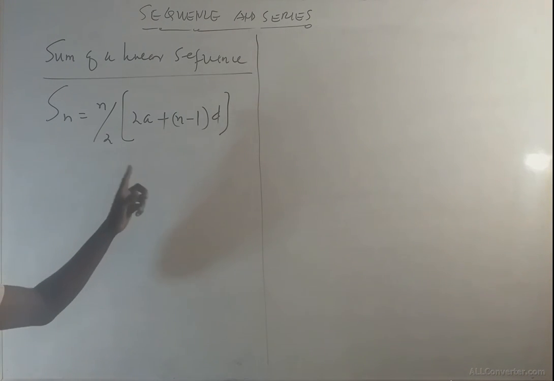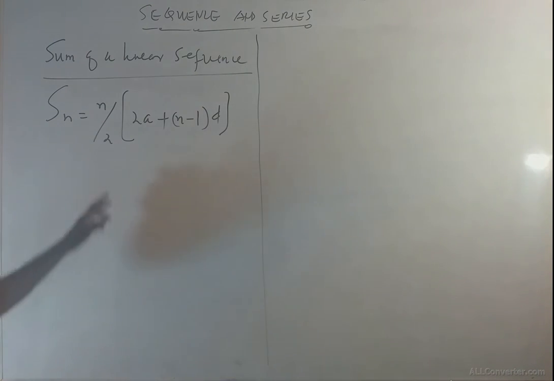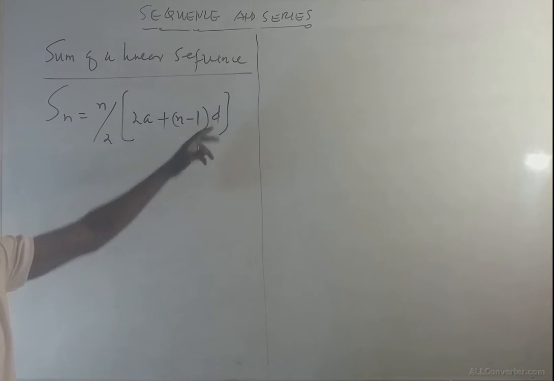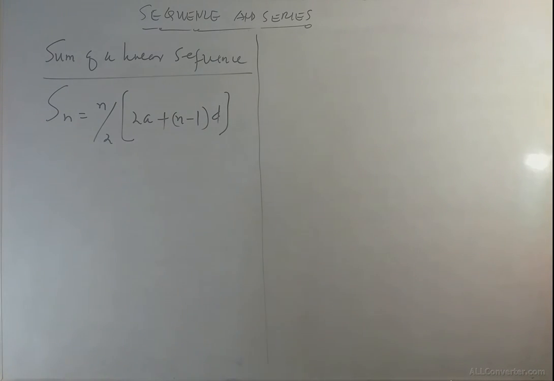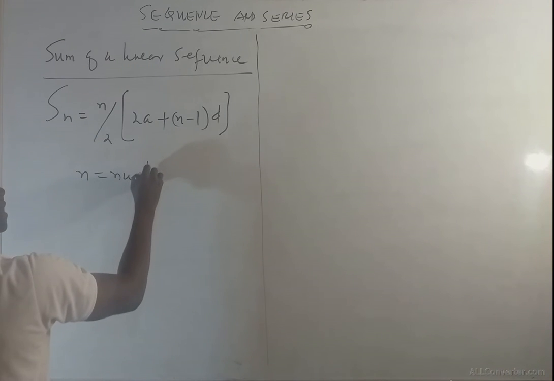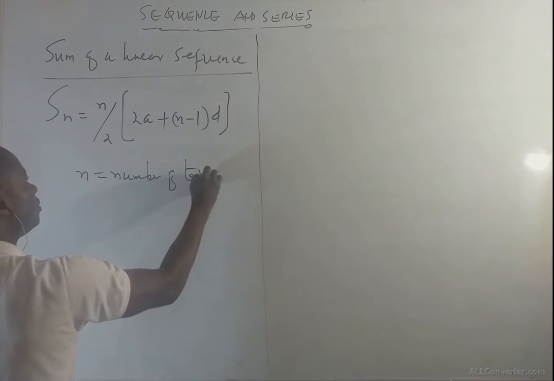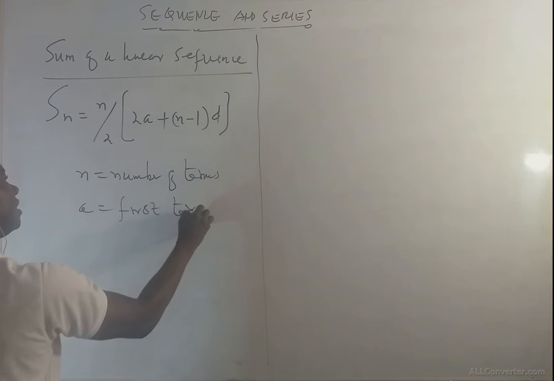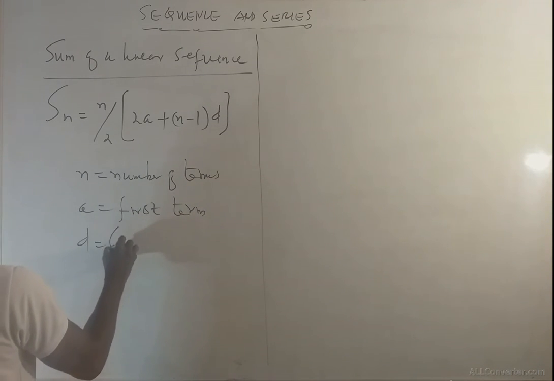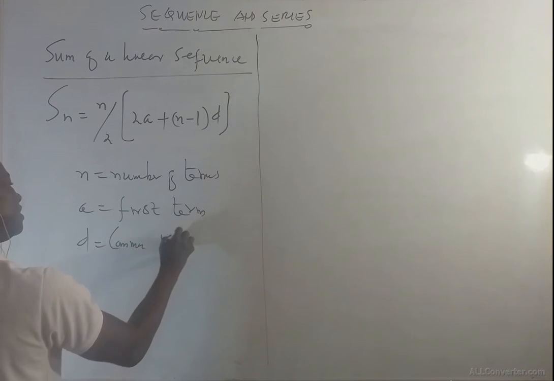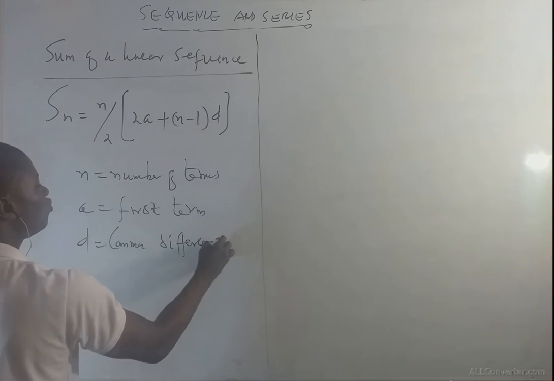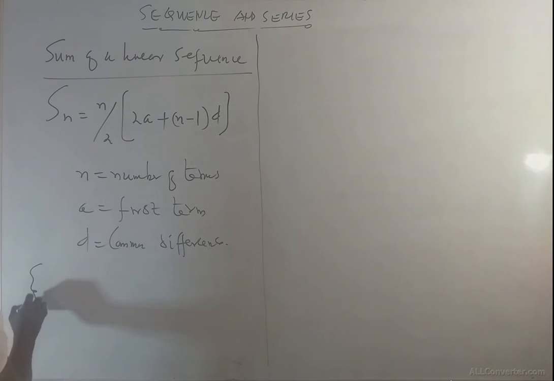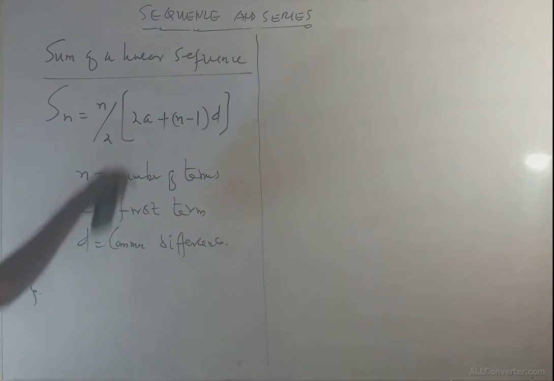Still we are under linear sequence. That's what we are considering for now. So Sn equals n over 2, 2a plus n minus 1 times d. Now n is the number of terms. You know already, a is our first term. Then d is the common difference. And what do you use this formula for? Let's take a question so that you understand how to apply this formula.